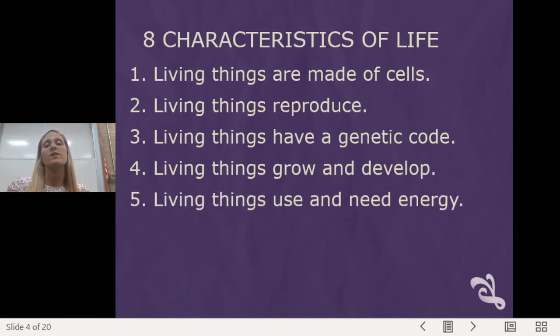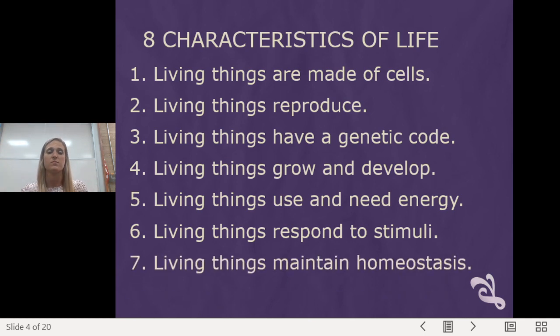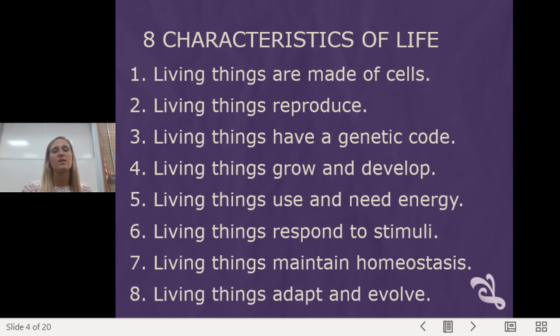The 5th one, living things use and need energy. Another word for this is metabolism, so they're able to use energy, they metabolize. 6, living things respond to stimuli. So you have either an internal or an external, an inside or an outside stimulus. And if it's alive, it's going to respond to that stimulus. 7, living things maintain homeostasis. And we'll get into what homeostasis is, but homeostasis basically means balance. So living things maintain balance. And lastly, living things adapt and evolve. Okay, so they adapt and evolve to their environment.